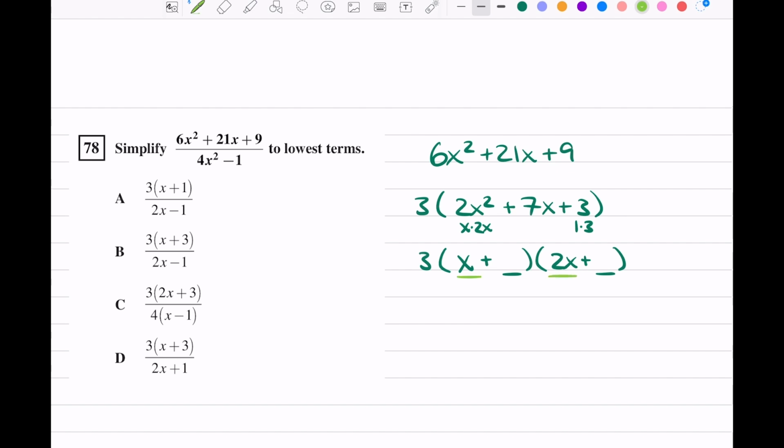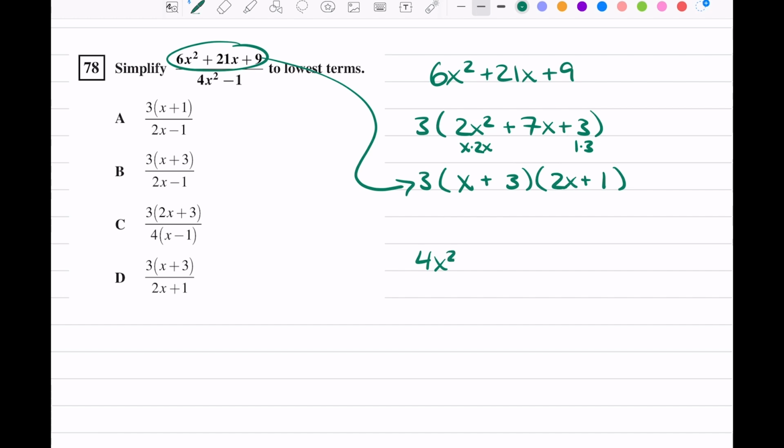And since our first pieces are different, it matters where we put our 1 and 3 because we'll get a different O plus I. So if we put 1 here and 3 here, our O plus I would be 5x, which is not what we want. So we need to switch the order. 3 and 1. Our O plus I is 1x plus 6x, which gives us our 7x. So we have the correct factors. Our numerator turned into this. Now let's deal with the denominator.